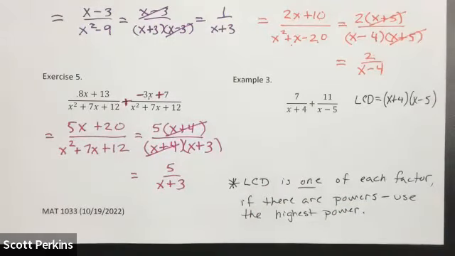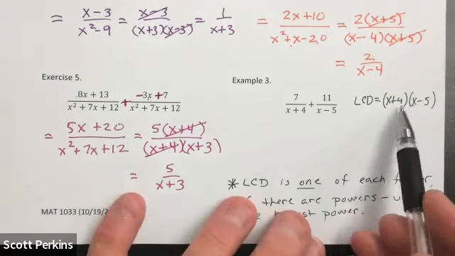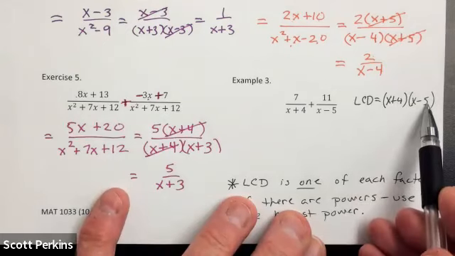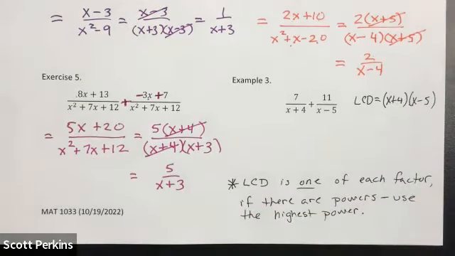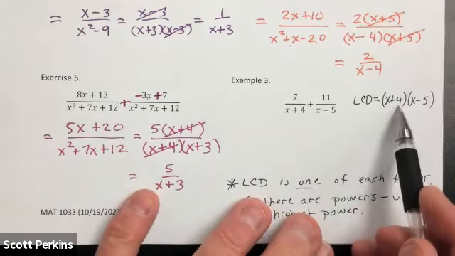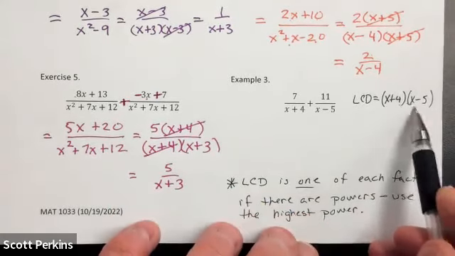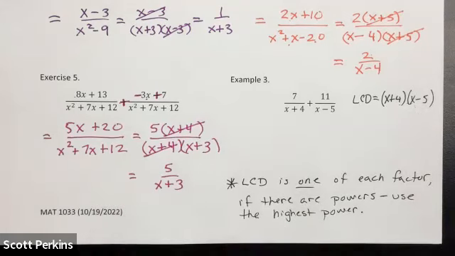It's not just 4 and negative 5. I understand the desire to do that. Remember, just like with canceling, that 4 goes with this x. This 5 goes with this x. They are a pair. So this makes a whole factor, x plus 4. This makes a whole factor, x minus 5. There's my common denominator.